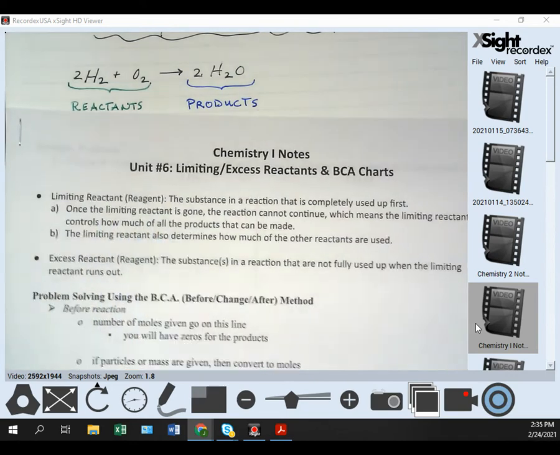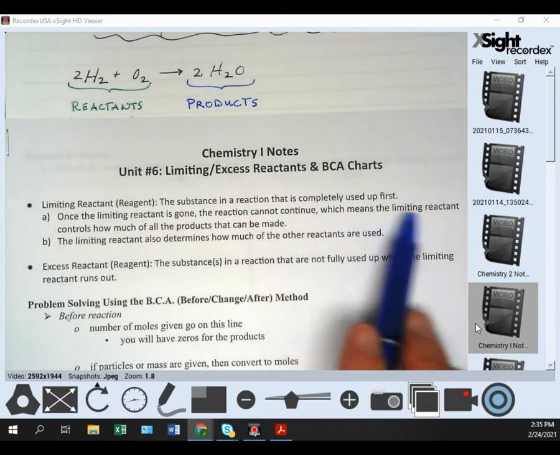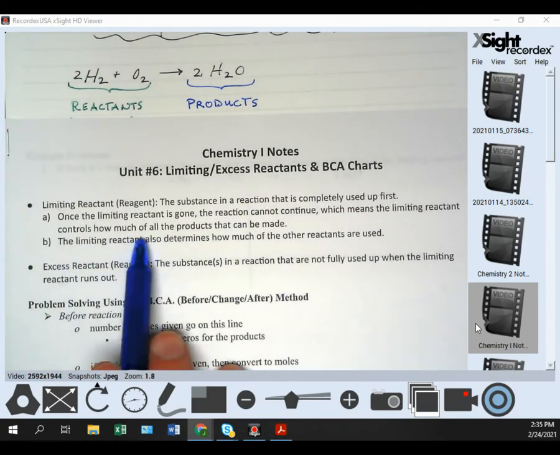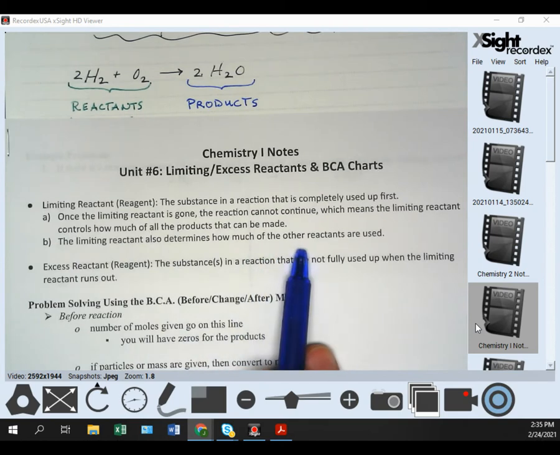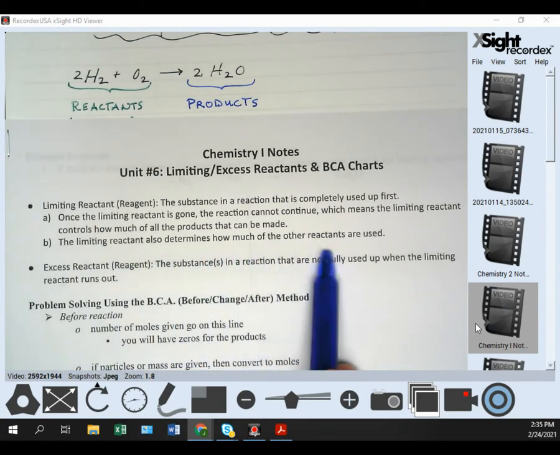Once the limiting reactant is gone, the reaction cannot continue, which means that the limiting reactant controls how much of all the products can be made. Because when you run out of it, the reaction has to stop. The limiting reactant also determines how much of the other reactants are used.